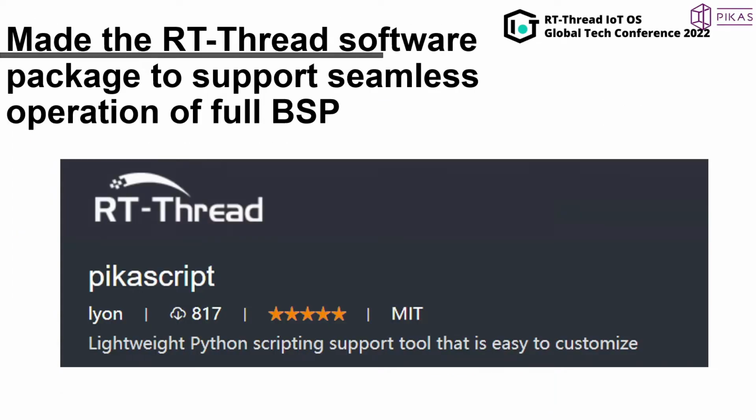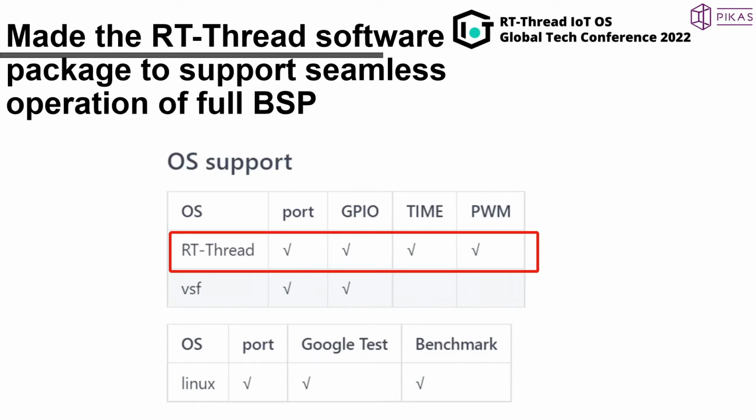PikaScript is deeply adapted for RT-Thread. It can run on RT-Thread through the software package and supports all RT-Thread BSPs. PikaScript supports part of RT-Thread's peripheral framework and can drive RT-Thread's peripherals directly without any porting.